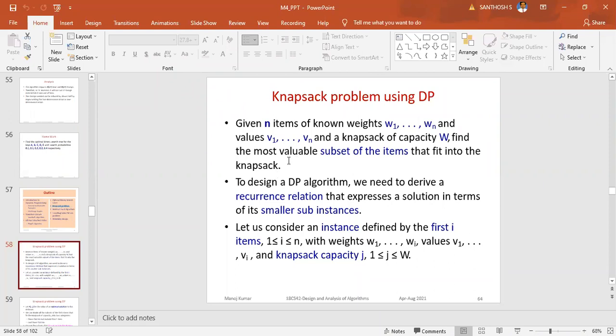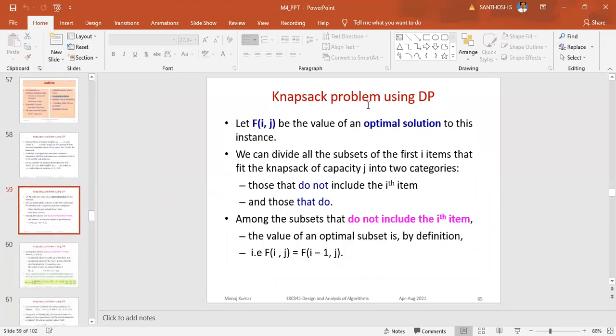So to design the DP algorithm, we need to derive a recurrence relation that expresses the solution in terms of smaller sub-instances. Let us consider an instance defined by the first i items, 1 less than or equal to i less than or equal to n, with weights W1 to Wi. This is the knapsack capacity j. So how to solve the knapsack problem using DP?